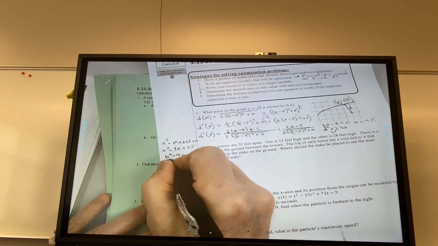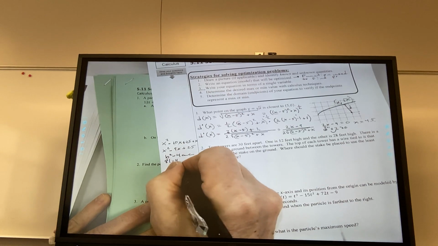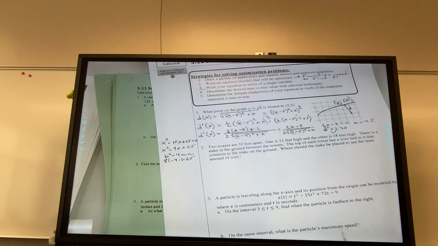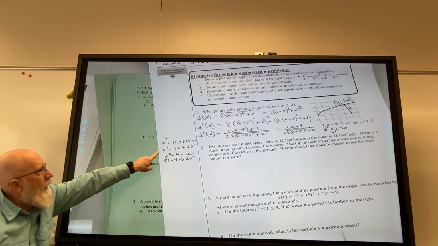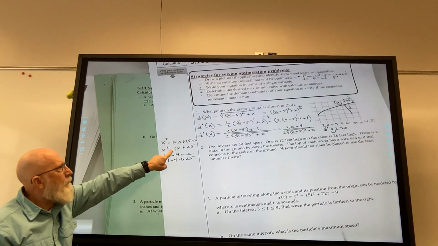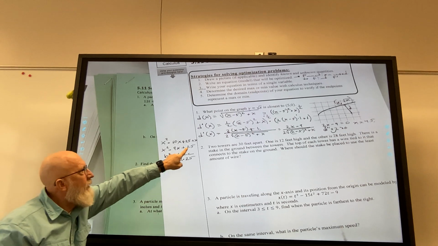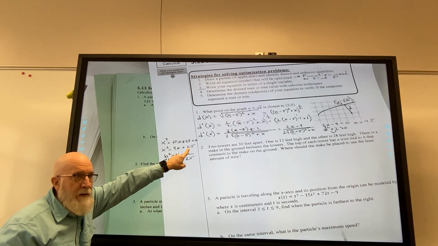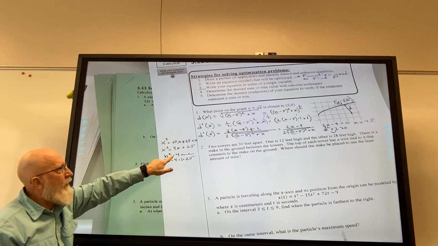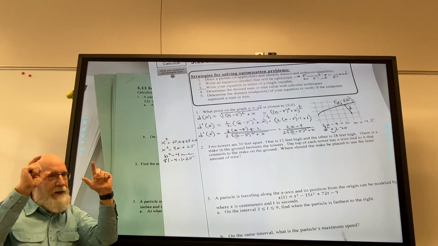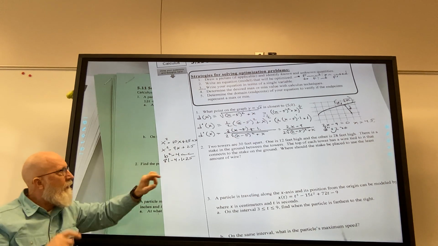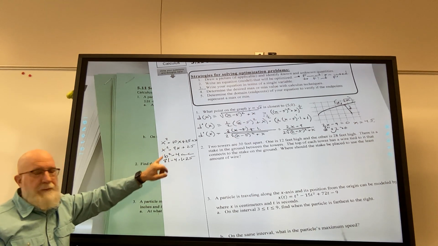So here, this is B. I have 81 minus 4 times 1 times 25. Where'd you get that? A, B, C, correct? Okay, so 81. B squared minus 4AC is the thing that's inside the quadratic formula. It's called the discriminant.